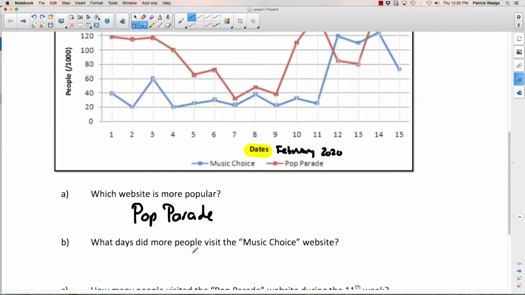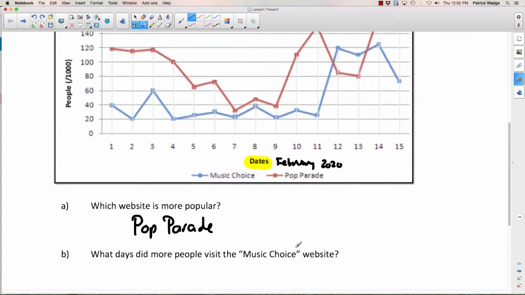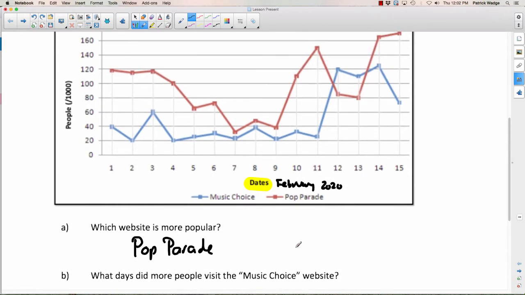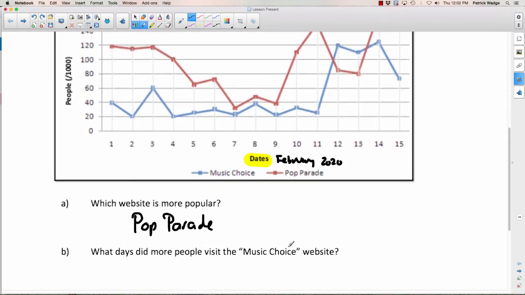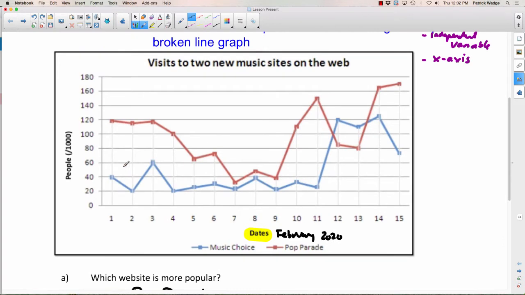Okay, what days did more people visit the Music Choice website? There were a few days where more people actually looked at the Music Choice website. Where were they? When was blue above red? No, no, close. Almost caught him there. Whoa, what happened? Red one was on fire there.